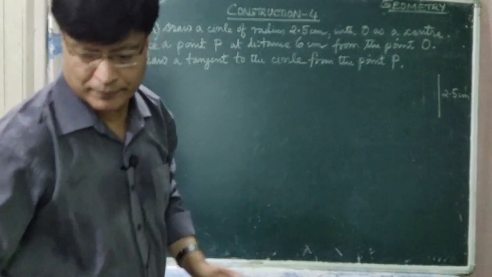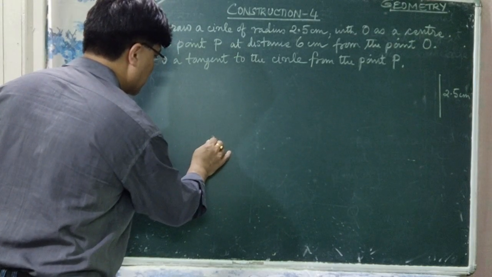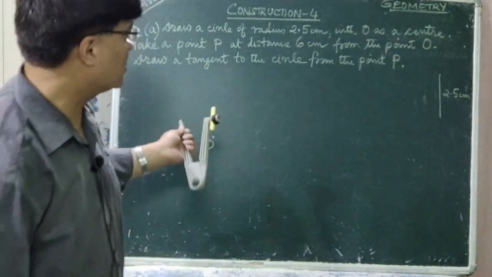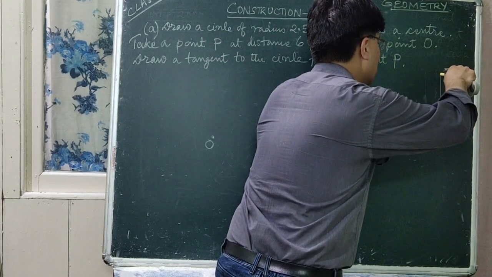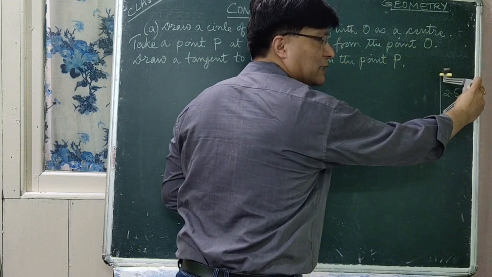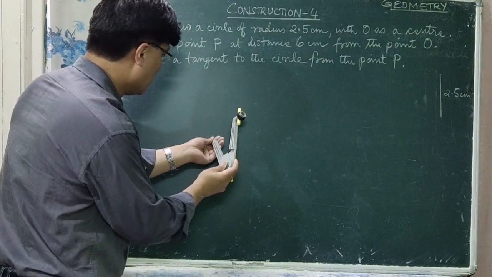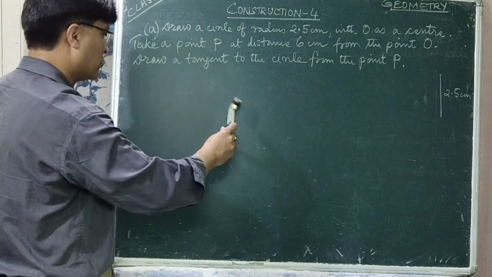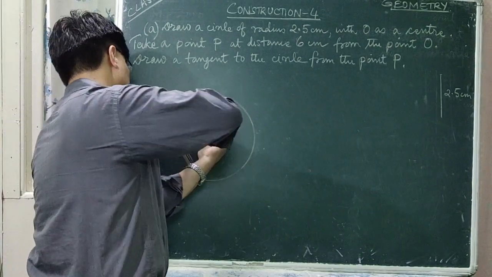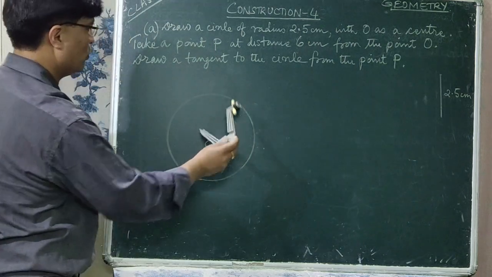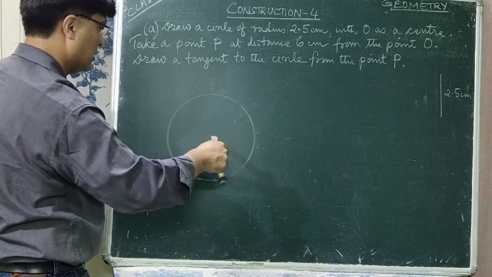Now measure this length. Suppose this point is the center of the circle, that is O. Let us measure this length 2.5 now. So this length is measured, that is, this is the radius of the circle, 2.5 centimeter. Now, taking O as the center, you have to draw a circle. You know how to draw a circle, isn't it? So let us draw the circle now. With the help of this compass, you can draw a circle. So we have drawn a circle out here.